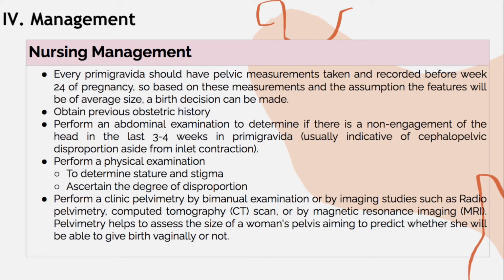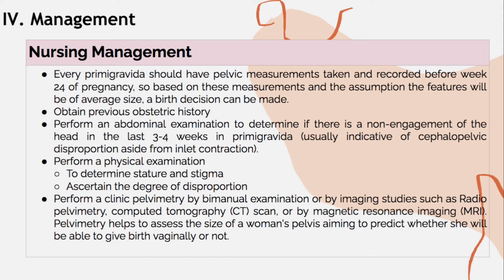For nursing management, every primigravida should have pelvic measurements taken and recorded before week 24 of pregnancy so that based on these measurements and the assumption that features will be of average size, a birth decision can be made. Obtain previous obstetric history and perform a physical examination in order to determine the stature and stigma and ascertain the degree of disproportion. Perform an abdominal examination to determine if there is a non-engagement of the head in the last 3 to 4 weeks in primigravida, as this is usually indicative of cephalopelvic disproportion aside from inlet contraction. This also helps to determine a pendulous abdomen or hanging abdomen in primigravida and determine for any malpresentations.